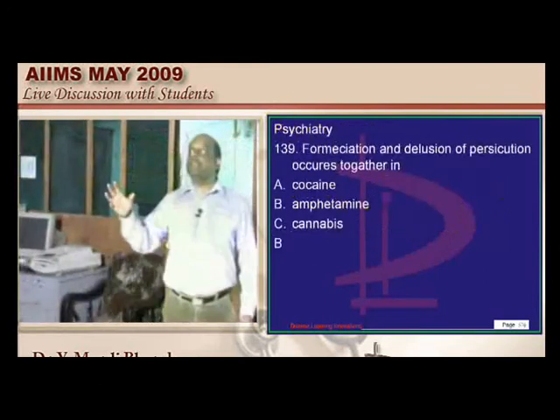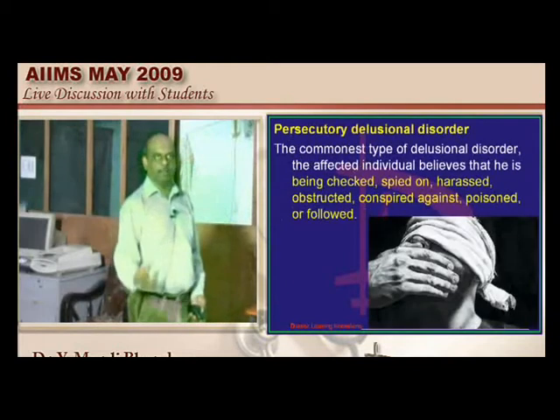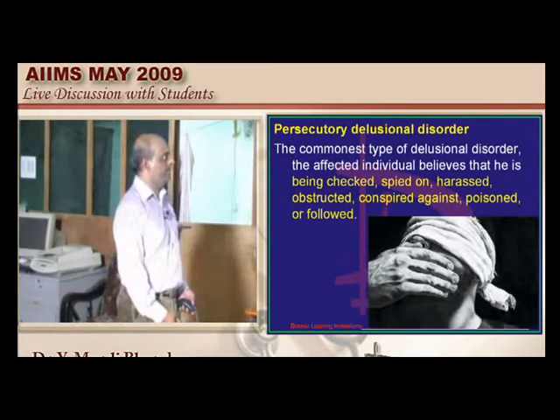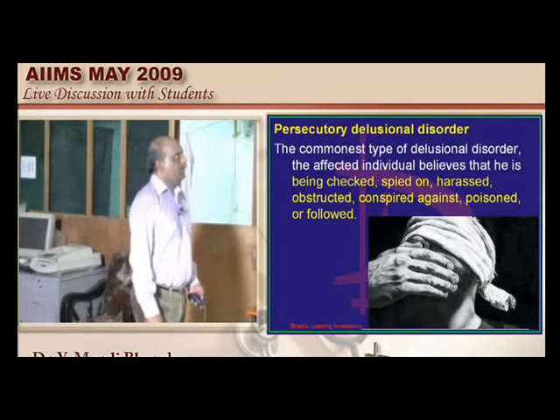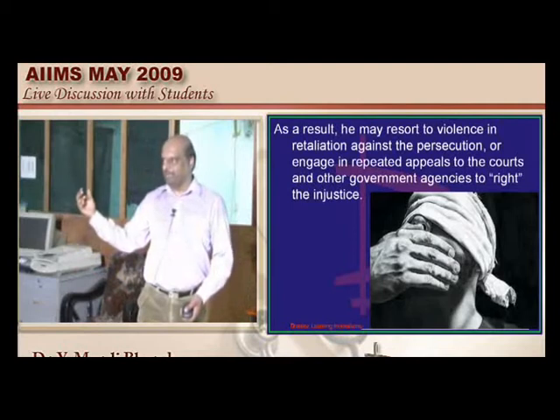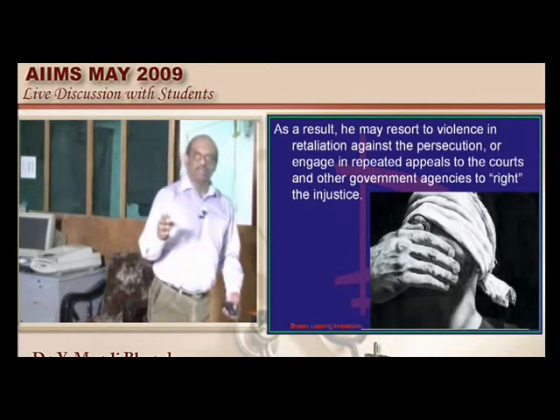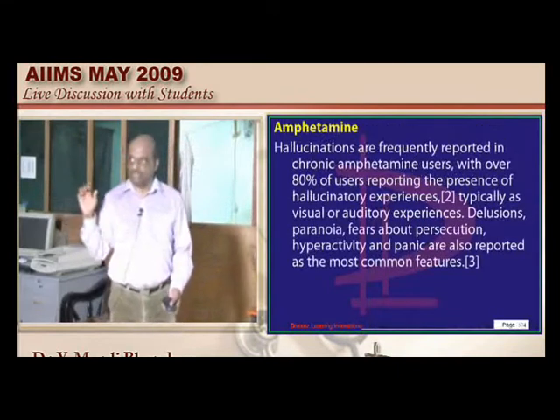Formication and delusion of persecution. What do you mean by persecution, doctor? Somebody is going to conspire against me, poison me, about to kill me, that kind of feeling. And formication means a feeling that worms are crawling on my body. Both of them are typically seen in amphetamine substance abuse.